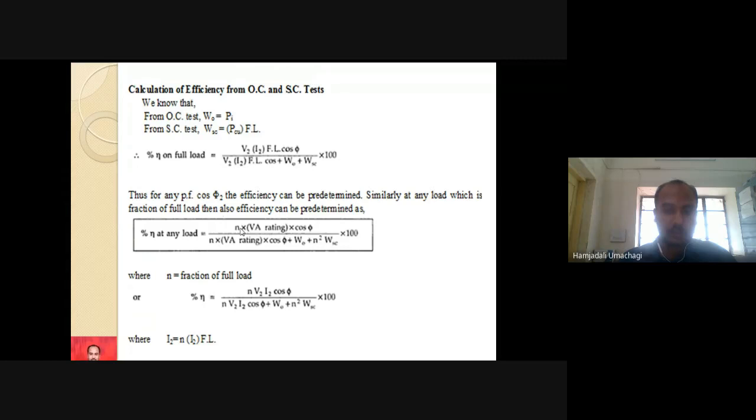The value of small n will be 1. But now in your laboratory, if they say to calculate efficiency at 50% loading condition, then here is how to calculate efficiency for any given condition. For any loading condition, the efficiency formula is n into VA rating cos phi divided by n into VA rating cos phi plus iron loss plus copper loss.